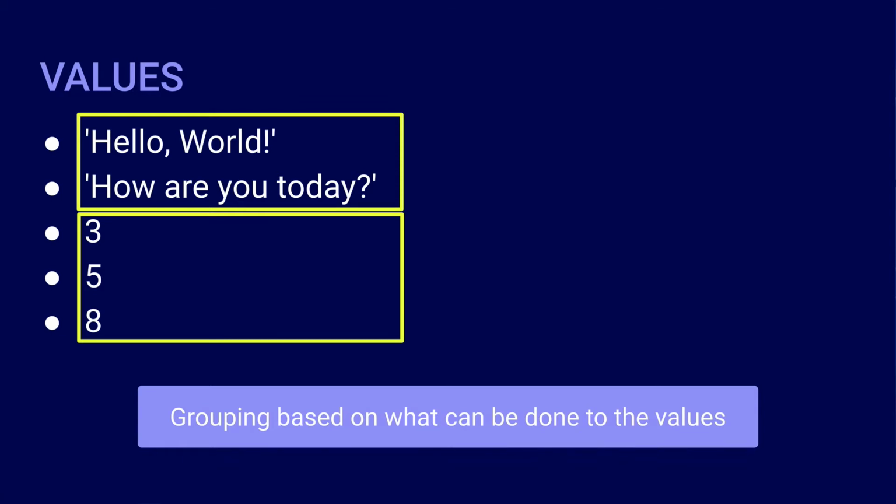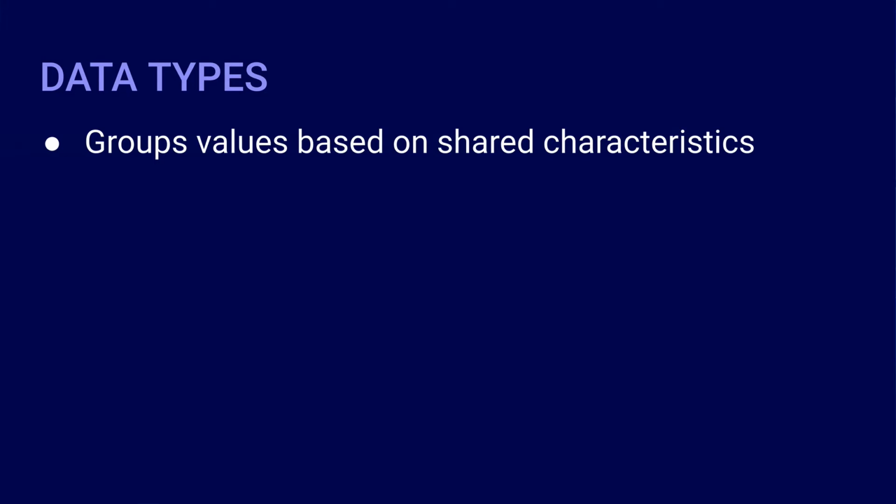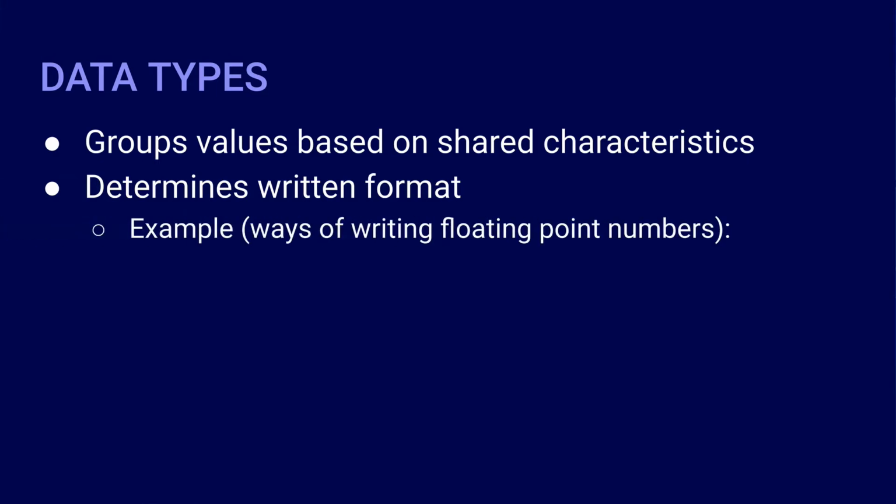Now, the reason why I bring this up is because a programming language will also group values in similar ways. They will classify them under what are called data types, or simply just types. With data types, values are grouped based on the common characteristics that they have. And for certain types of values, such as numbers, a data type also determines the different ways that these values can be written. For example, a floating point number can be written in the standard way, or it can be written in scientific notation.